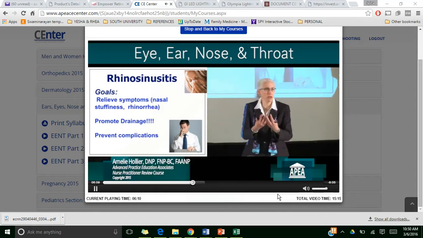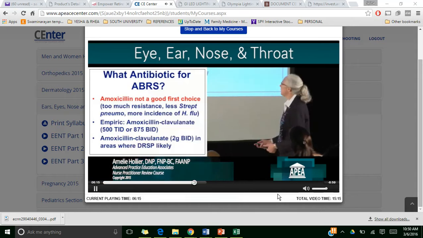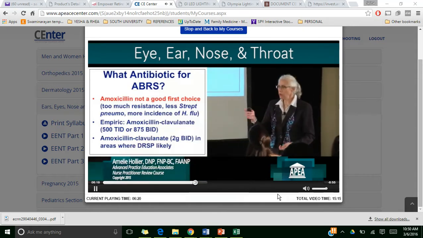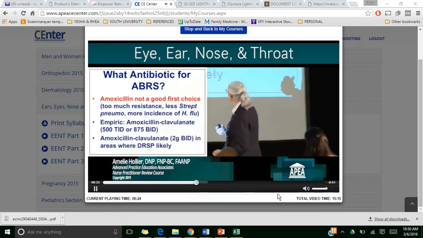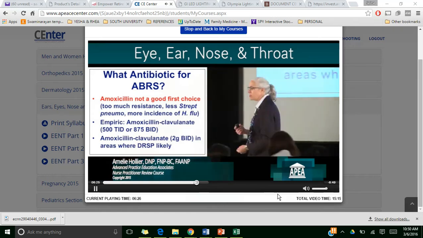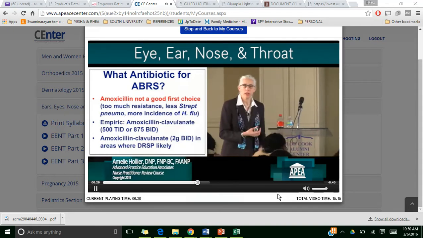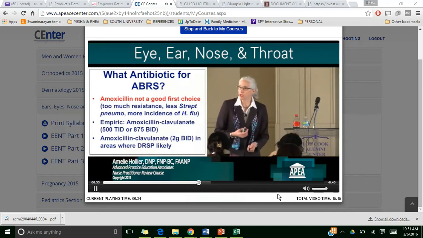So, what was new about the new sinus guidelines? Well, here's the first thing. The first thing is that amoxicillin is no longer used first line, according to the infectious disease people. The reason amoxicillin is not a good first choice is the reason you would guess. There is way too much resistance with strep pneumo, and there's a higher rate of H. flu, which amoxicillin really does not address.